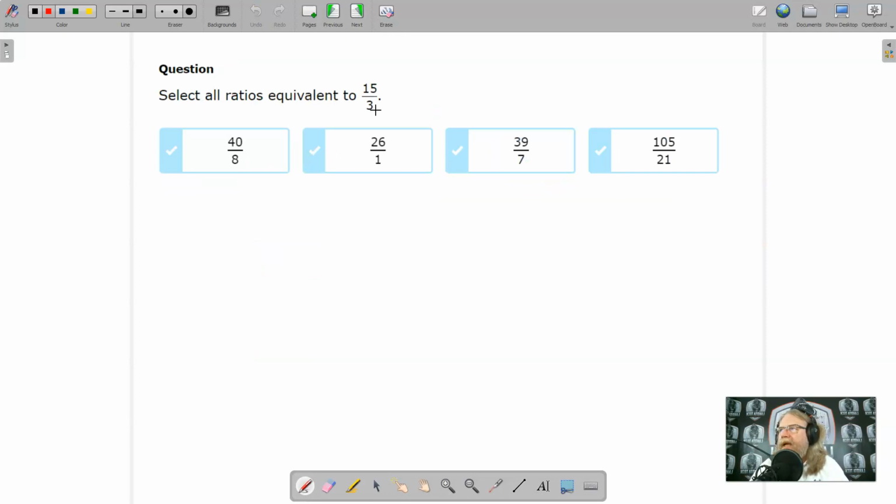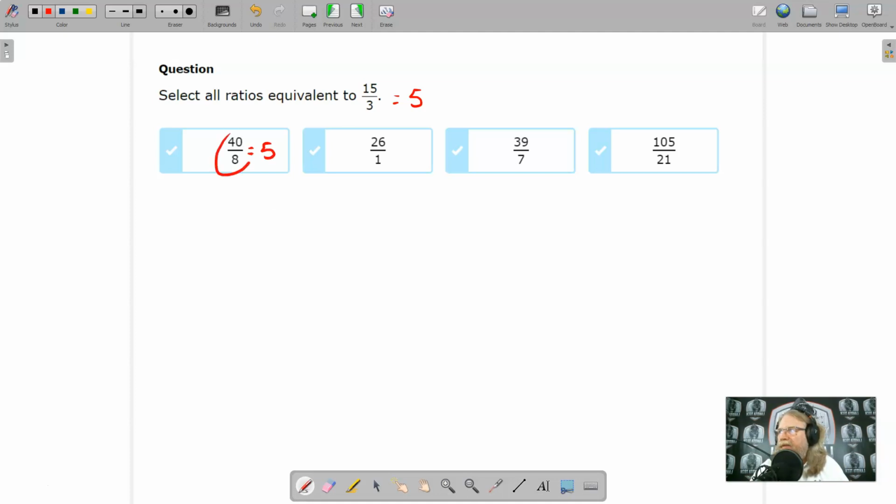15 over 3. Improper fraction, right? Numerator is greater than the denominator. Let's see, do we have any proper fractions? Improper, improper, improper, improper. Okay, good to go. And notice we could simplify 15 over 3. Remember, every fraction is a division problem, so this is actually 15 divided by 3, and that would equal 5, right? So if we simplified 15 over 3, then we know that we would end up with 5. So we should see, are these equal to 5? 40 divided by 8.